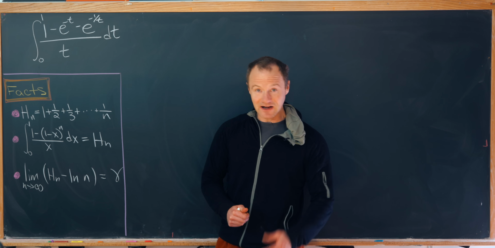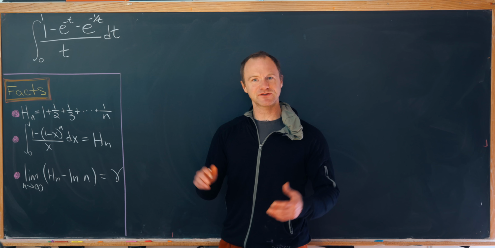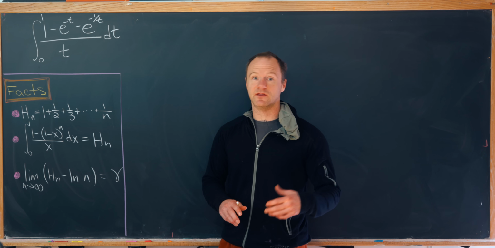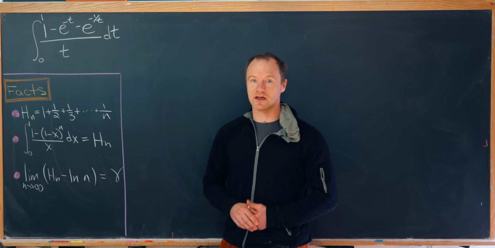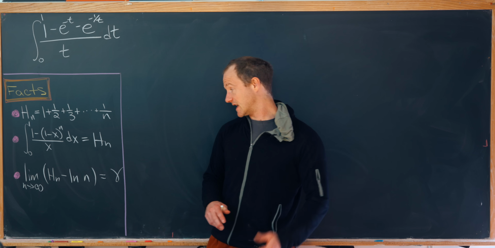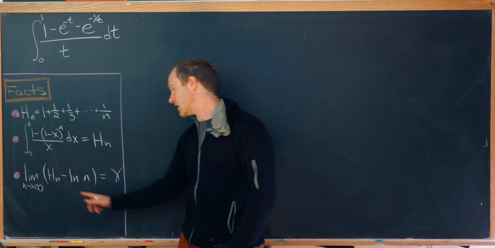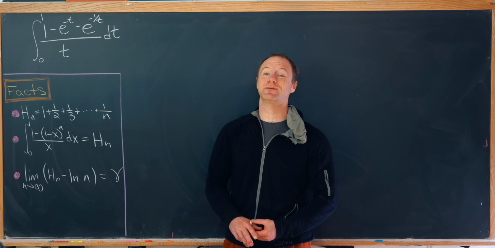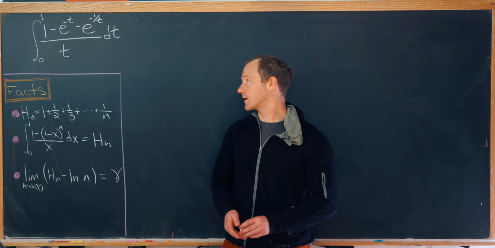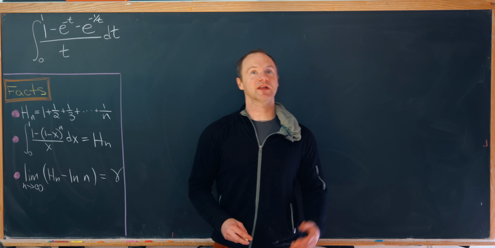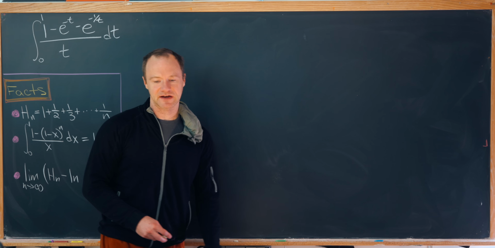And then finally, we have this nice relationship between the natural log of n and the nth harmonic number. And that says that the limit as n goes to infinity of their difference is equal to this number gamma, which I mentioned earlier. Let's get started on this. I think you're really going to like this solution. It involves a lot of really nice tricks.